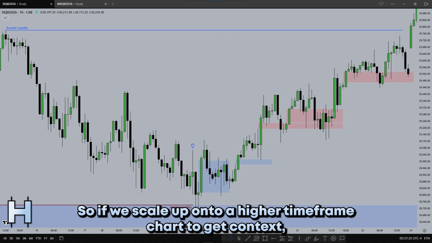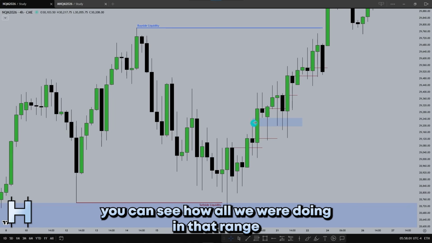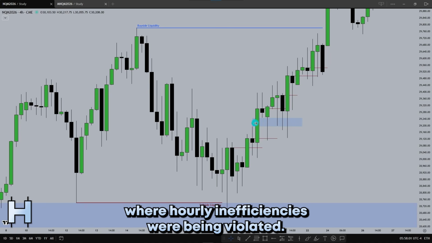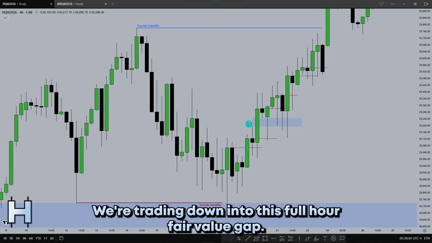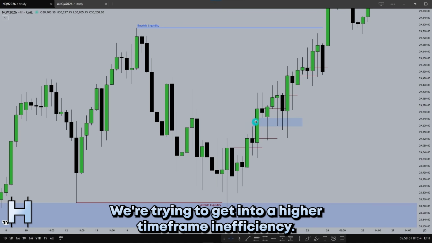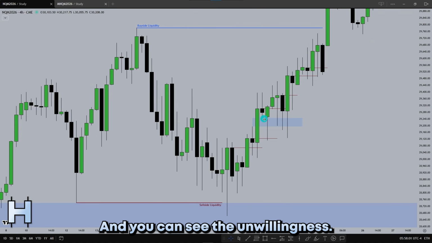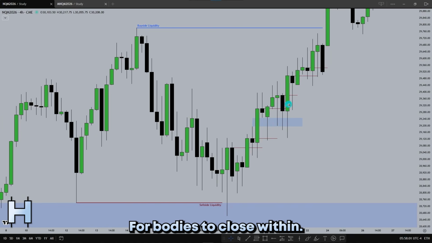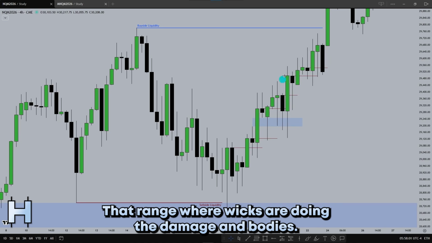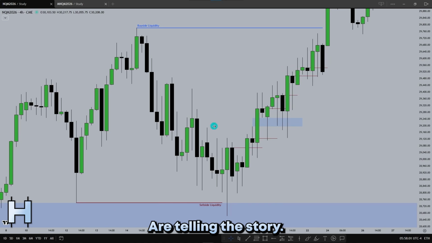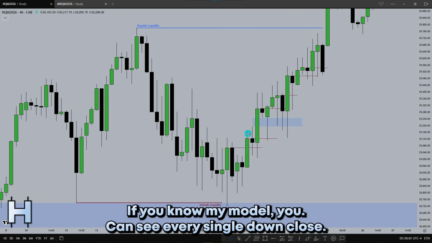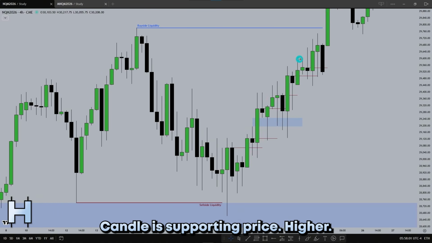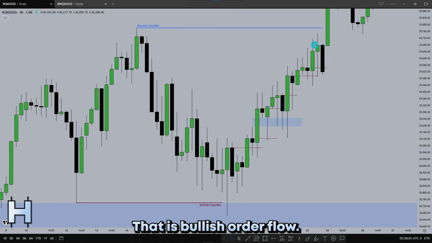So if we scale up onto a higher time frame chart to get context, you can see how all we were doing in that range, where them hourly inefficiencies were being violated, is trading down into this 4-hour fair value gap. We're trading into a higher time frame inefficiency, and you can see the unwillingness for bodies to close within that range, where wicks are doing the damage and bodies are telling the story. If you know my model, you can see every single down close candle is supporting price higher once we close above it. That is bullish order flow.